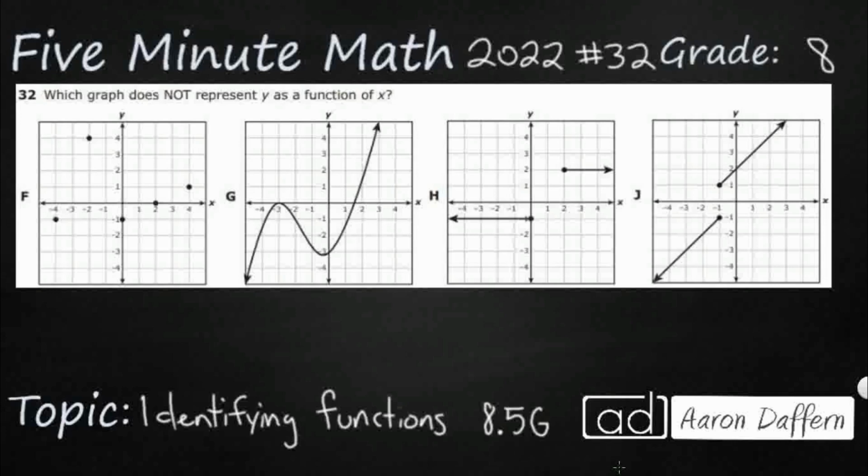Today we are looking at the 8th grade concept of identifying functions. This is standard 8.5G in the great state of Texas, and we are using item number 32 off the 2022 released STAAR test. If you have not done so already, please go ahead and take a moment to pause the video, work this problem out on your own, unpause it, and we will look at our answers together.